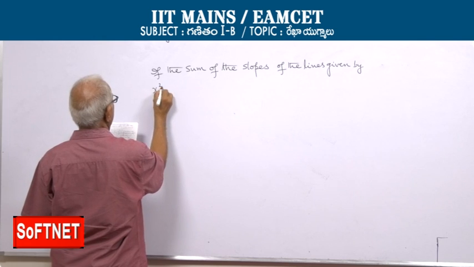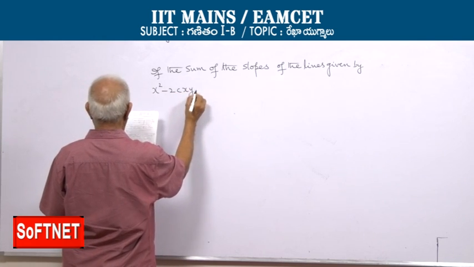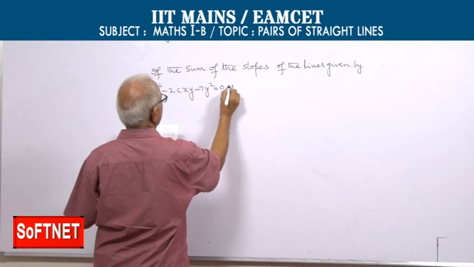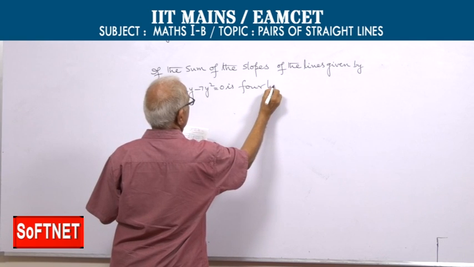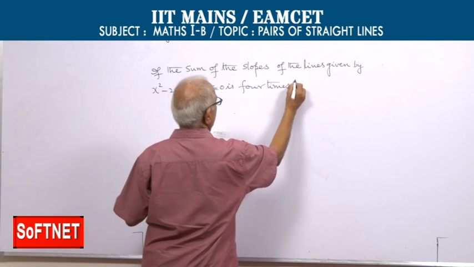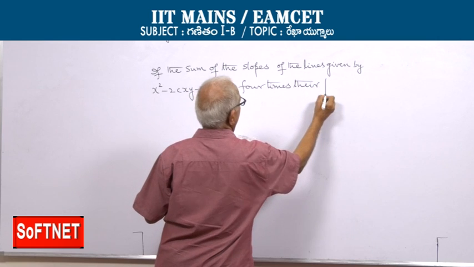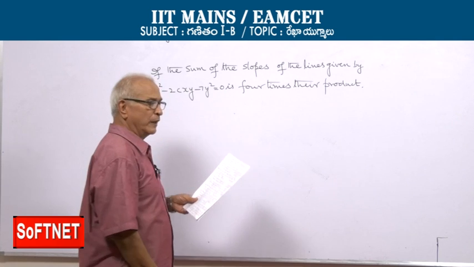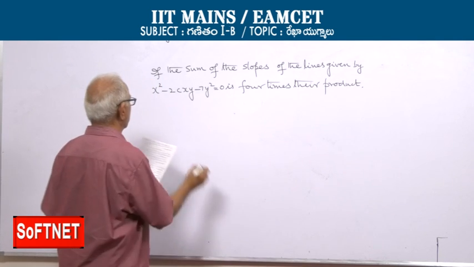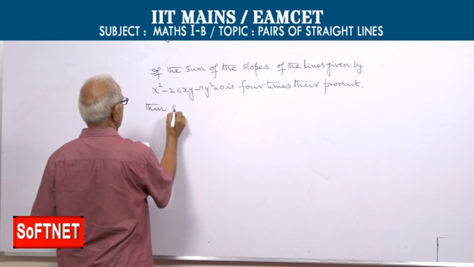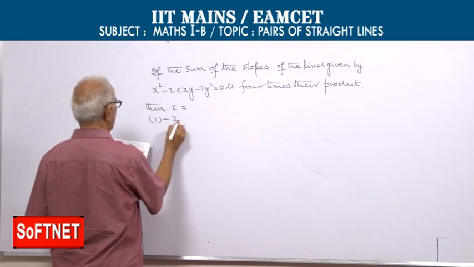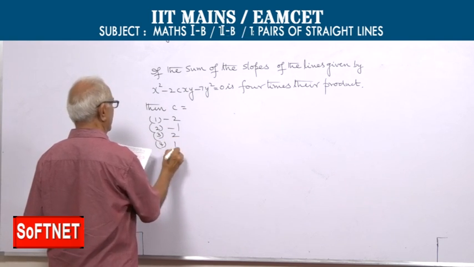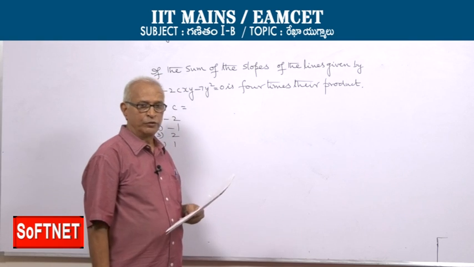x square minus 2cxy minus 7y square equal to 0 is 4 times their product. That is, m1 plus m2 is 4 times m1 m2. Then c has the value minus 2, minus 1, 2 and 1. These are the 4 options given. AIEEE paper of 2004.